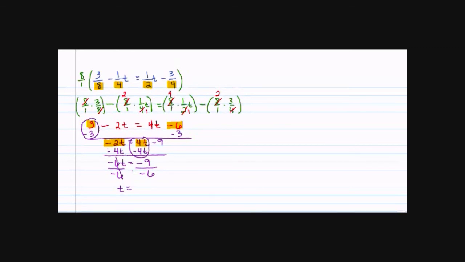negative 9 over negative 6 is going to be positive 9 over 6. And I can reduce both by dividing by 3. 9 divided by 3 is 3, and 6 divided by 3 is 2. And there's my answer, 3/2, or 1 1/2. Okay, let's try some more.